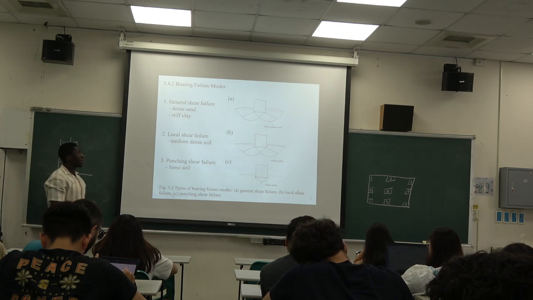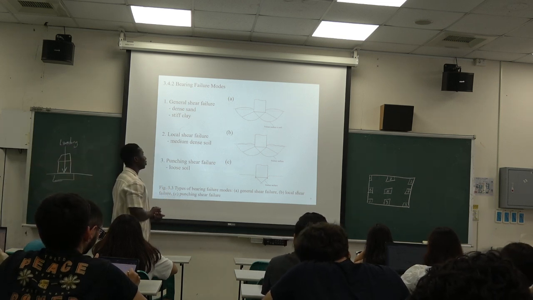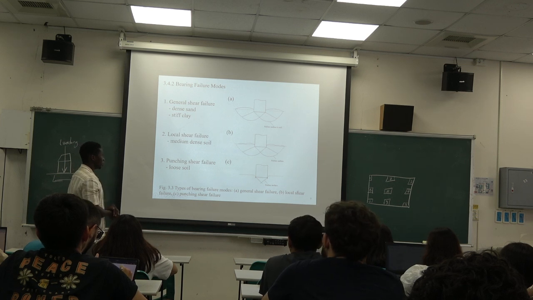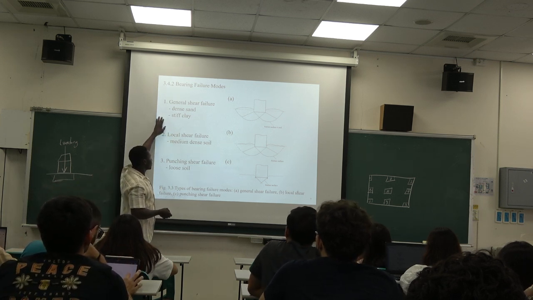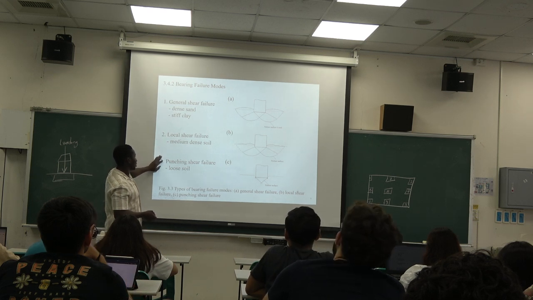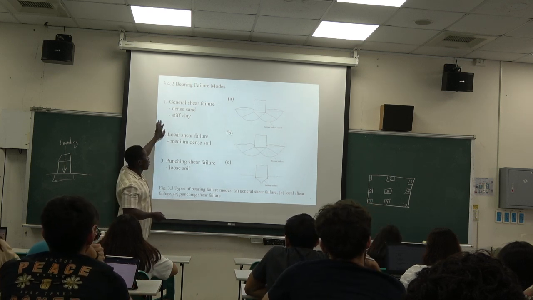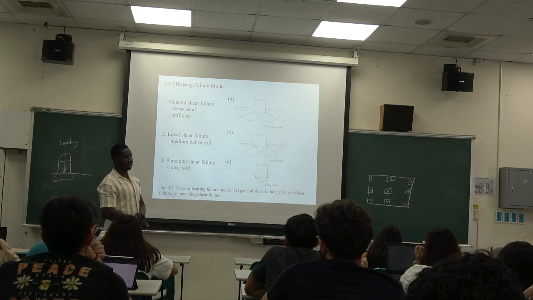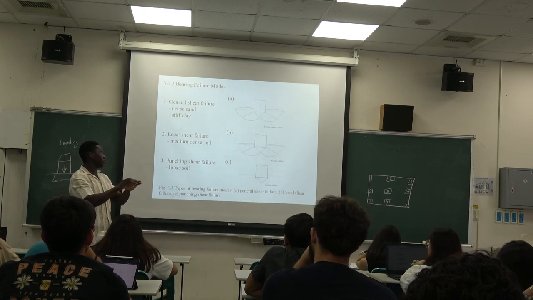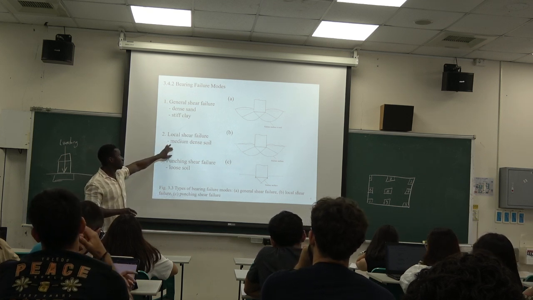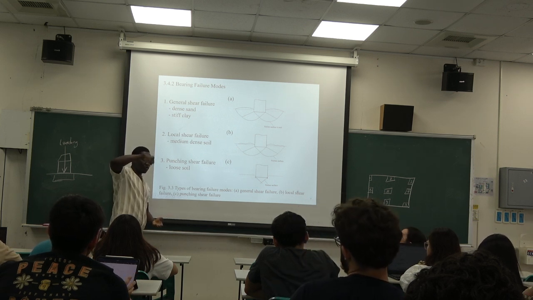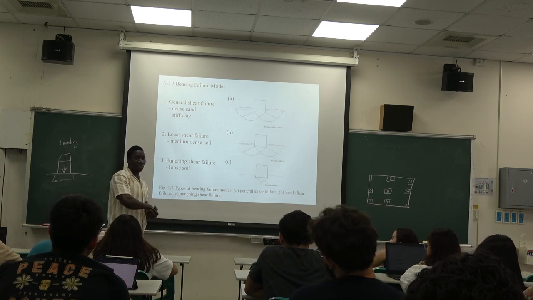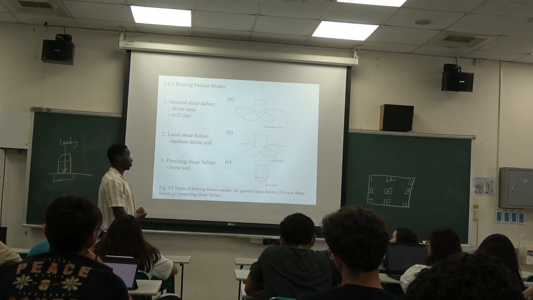Here we have some images showing the bearing failure modes. When we talk about the vertical bearing capacity, we have different types of failure modes. We have the general, the local, and the punching failure. General means the overall structure fails. The local is maybe just a certain area fails, and the punching is where your footing just goes straight into the soil. It just punches the soil and goes in straight.